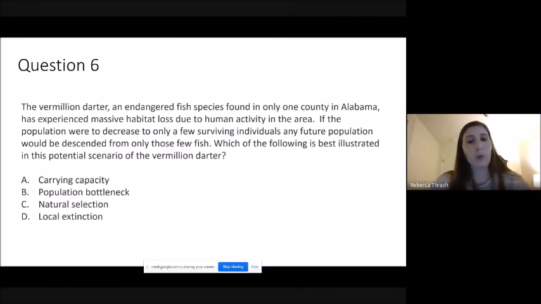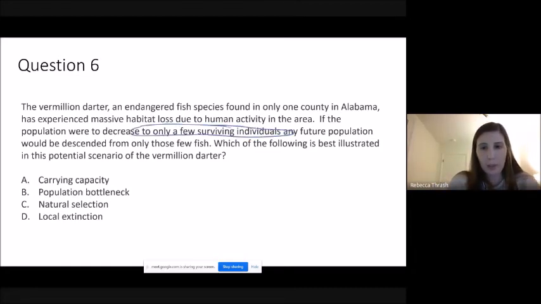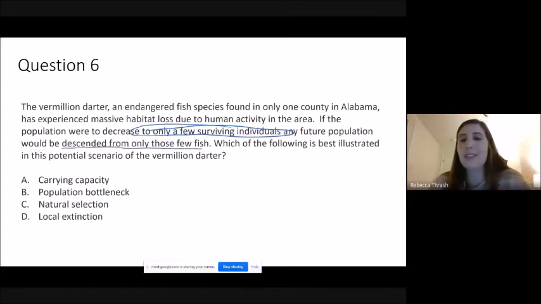If the population were to decrease to only a few surviving individuals, any future population would be descended from only those few fish. Which of the following is best illustrated in this potential scenario of the vermilion darter? So you only have a few surviving individuals here, and it's asking you what would happen if you ended up with a larger population that is descended from only these few fish. Well, that sounds a lot like the case with the American buffalo.